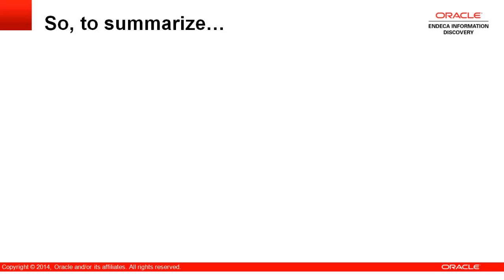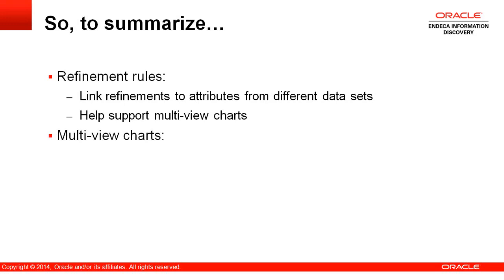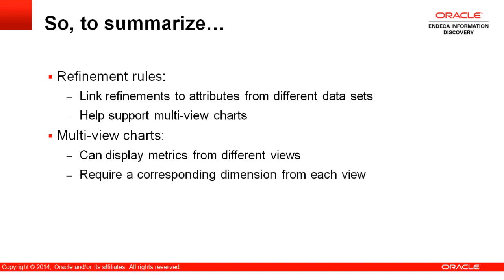So to recap, refinement rules allow you to link refinements to attributes from different data sets. Refinement rules can help with the configuration of multiview charts. For a multiview chart, you can display metrics from different views at the same time, or allow users to switch between individual metrics. Each dimension is actually a dimension group, with a dimension from each view.